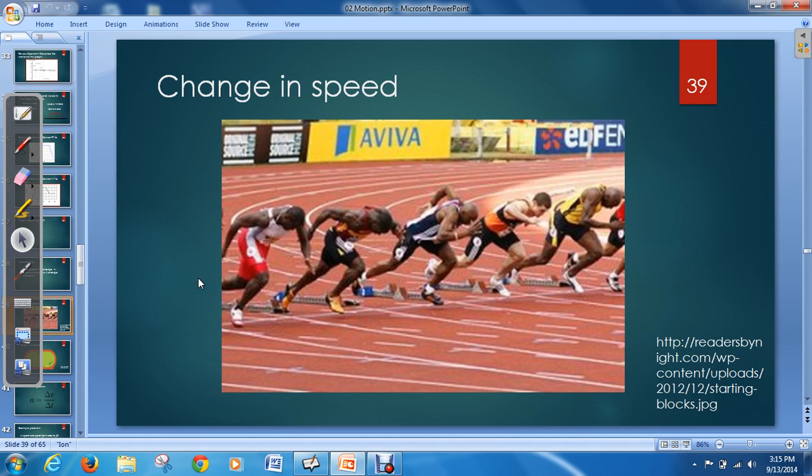They undergo a massive change in acceleration. They start from 0 miles per hour or meters per second, and they go up to 10 meters per second. So their change in speed is very dramatic. So they accelerate very fast.